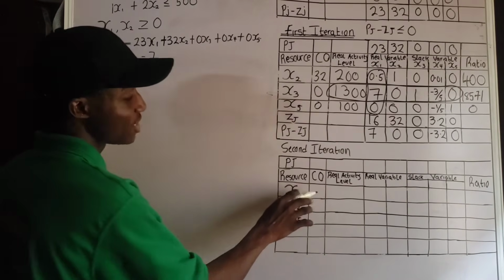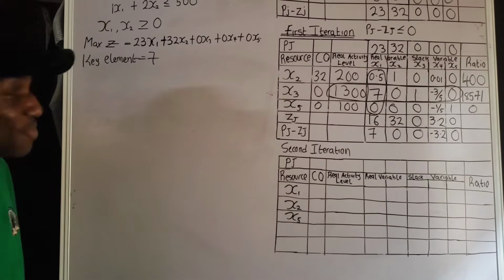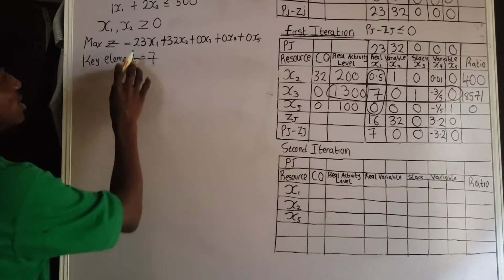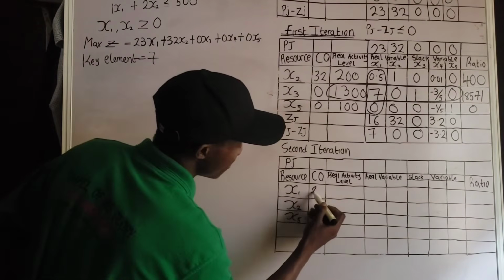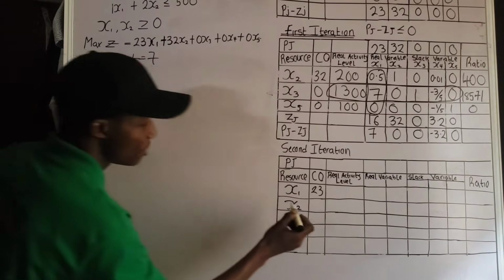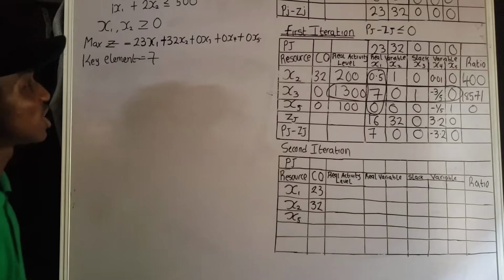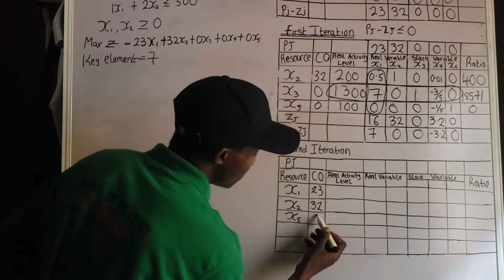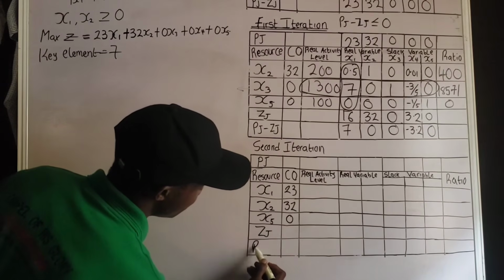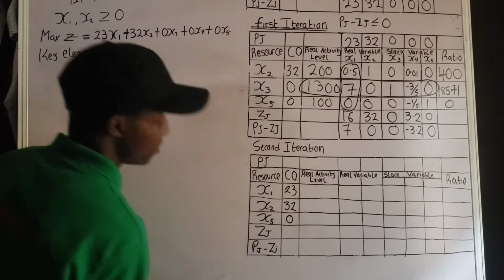Okay. Now the CO represents the coefficient of this program variable in the objective function. Don't forget that our objective function is this. So the coefficient of x1 in the objective function is what? 23. So this will be 23. And the coefficient of x2 in the objective function is what? 32. So this will be 32. The coefficient of x5 in the objective function is 0. So the value of these cells will be 0. Okay, now let me put zj, then pj minus zj, which is the net evaluation.